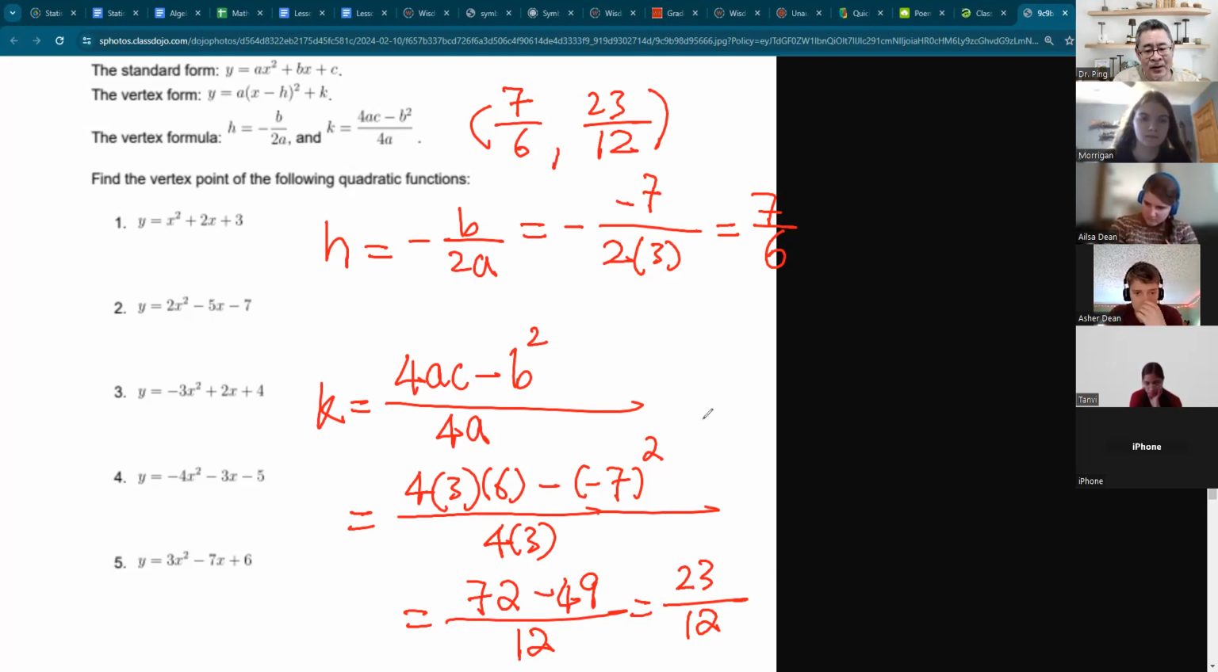Yeah, so it's not addition, it's subtraction. So 72 minus 49. We got that. Are we good on this one? 23 over 2. Are we all good? Okay.